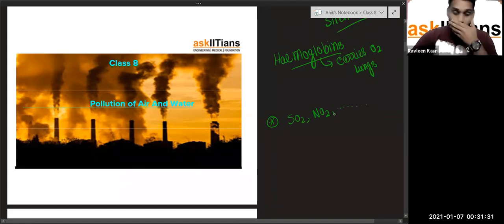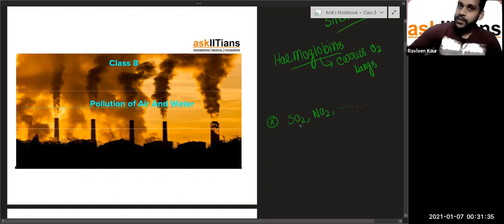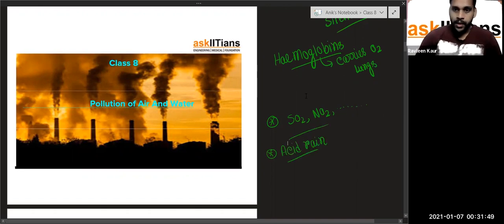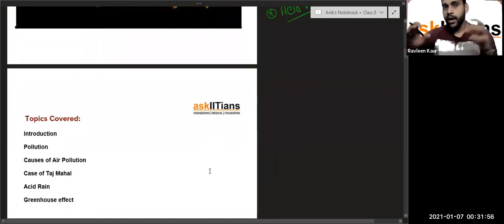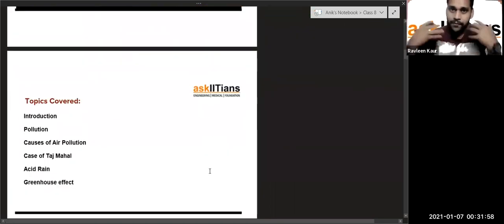Okay, now the same thing is happening with Taj Mahal as well, and there is something happening with Taj Mahal as well. And you have also heard about another name which is called acid rain. Okay, so these are the names you have heard recently in this video. Now I'm going to tell you about them in details. So this was the quick overview. What are we going to read in this chapter? This video tells everything about it.